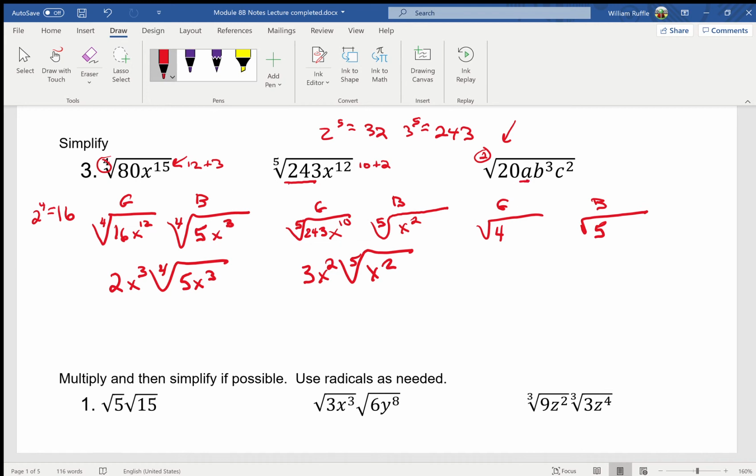Now, a does not have anything. It doesn't have up to 2. It only has a 1. I cannot do anything, so that's just going to stay in the bad guy zone here. Now, b cubed is bigger than 2, so I can split this into b squared, which is a perfect square. Then b is not. Now, c squared is a perfect square, so I'm just going to put that in the good guy. So now I square root all the good guys to get them out. So it's 2bc. Then it's the square root of 5ab. All right. And so that's all we need to do on that one.